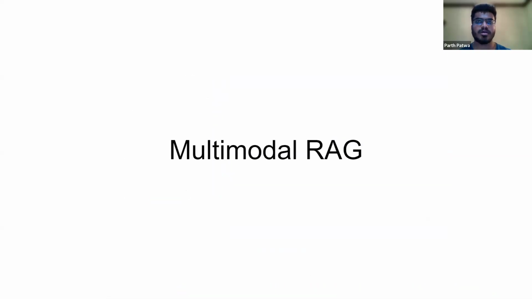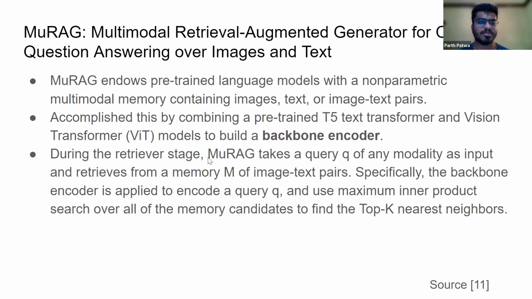And the last type of RAG that I want to cover for today is multimodal RAG, which was also, I think, the previously expected talk. So one of the first ones is MuRAG, which is a multimodal RAG. Here we have a pre-trained language model, which is enhanced with a multimodal memory, which contains images, text, and image-text pairs. So this memory uses a pre-trained T5 transformer and a vision transformer that creates a backbone of our encoder.